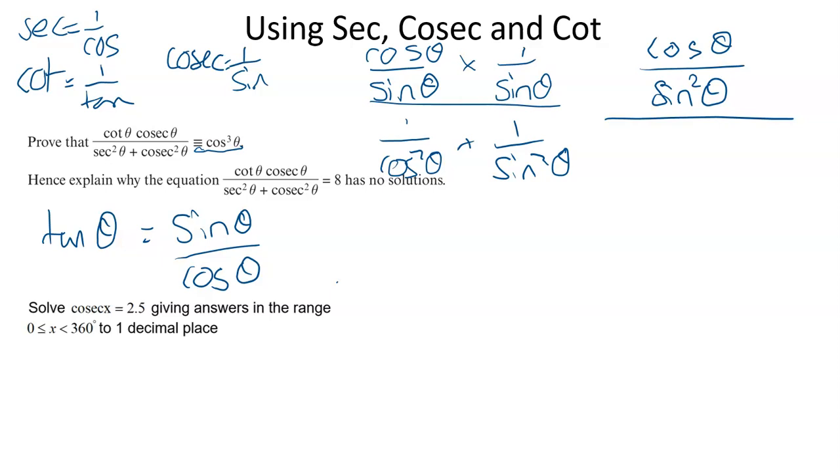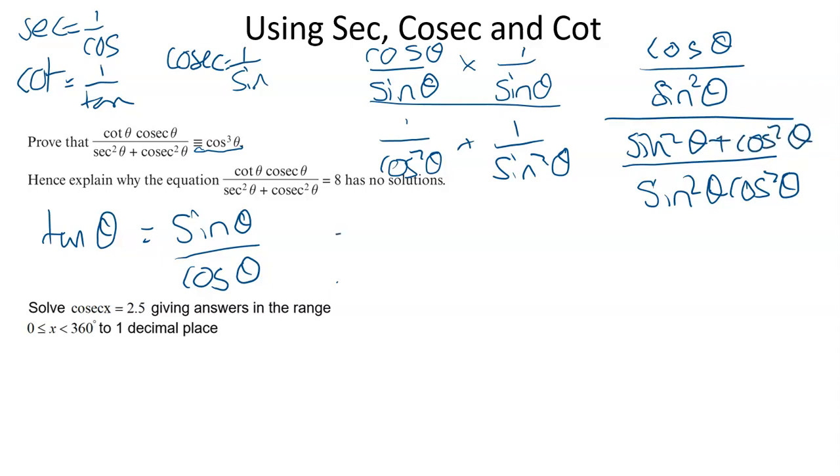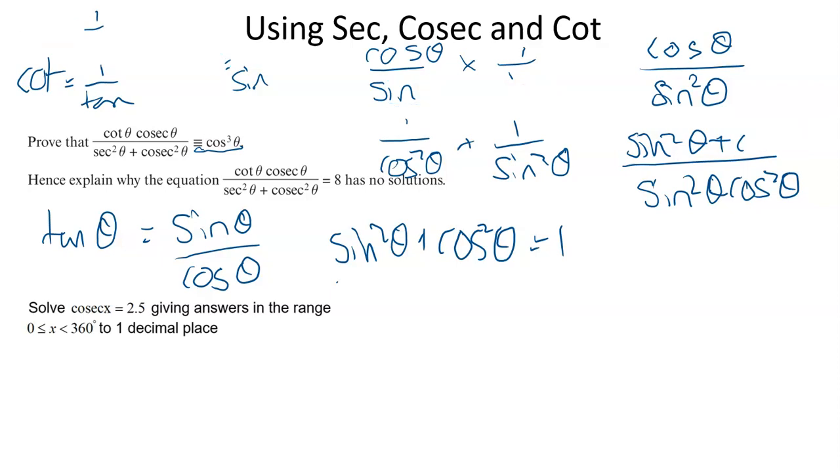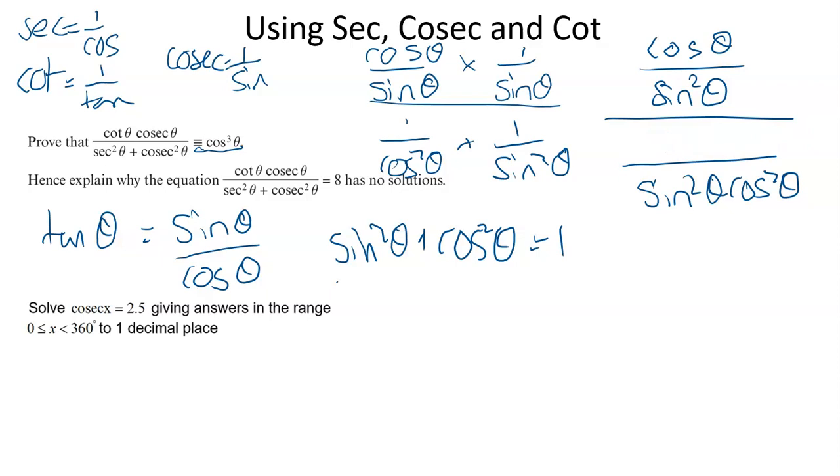The bottom one, we're adding them together, so we need a common denominator, and if we times them together, sine squared theta cos squared theta, then we've got to make equivalent fractions. So we times this one by sine squared, we times this one by cos squared, so we get sine squared theta plus cos squared theta. Now I hope you remember that sine squared theta plus cos squared theta equals 1. You get that from Pythagoras, I believe. Anyway, that's an identity that you ought to remember. So we can replace that whole thing with 1.